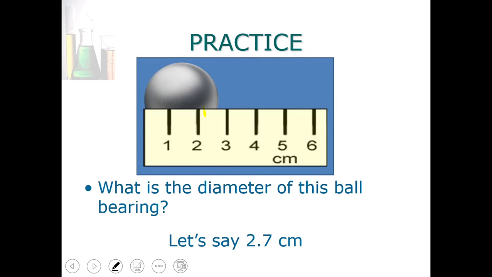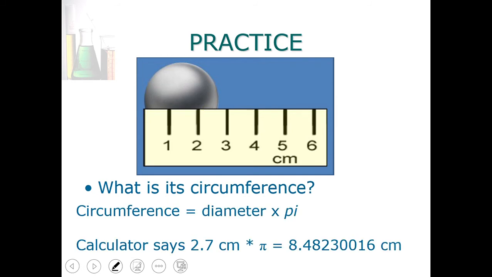Okay, so let's see. How do we calculate the circumference? Well, let's say the formula would be diameter times pi. So if I put in my calculator 2.7 centimeters times pi, I'm going to get 8.48230016 centimeters. That's on my calculator, which is capable of displaying 8 decimal digits.